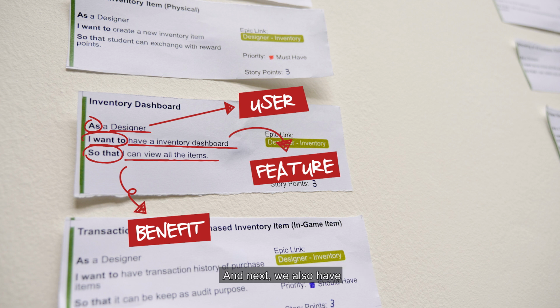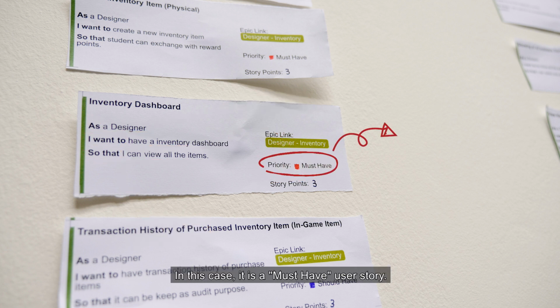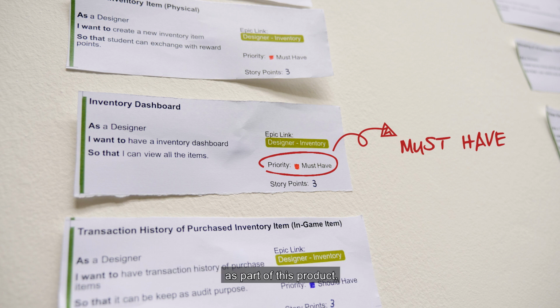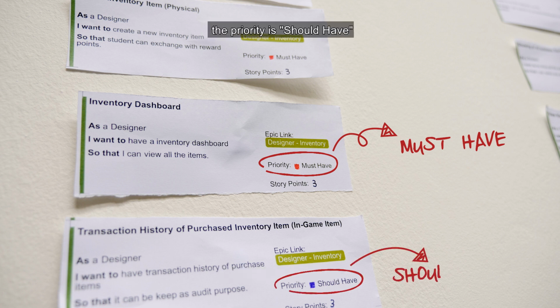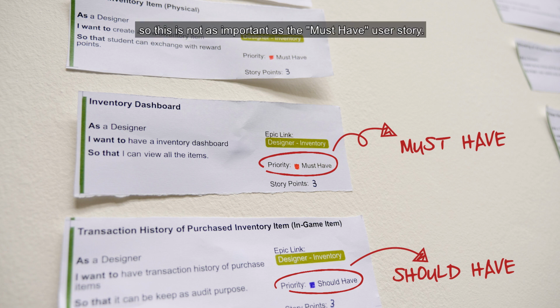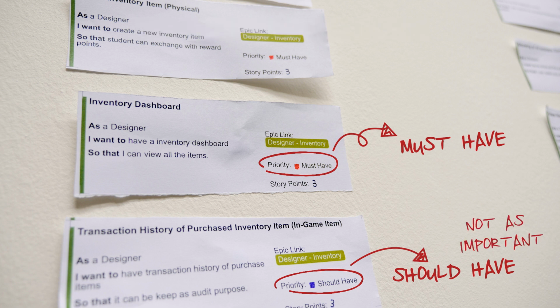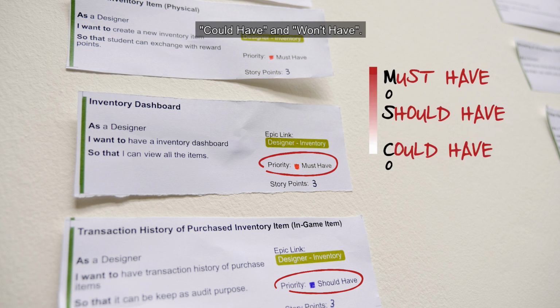Next, we also have the priority value. In this case, it is a must-have user story. It means that this must be developed as part of this product. In other cases, for example, below here, the priority is should have. This is not as important as the must-have user story. Other categories might be could have and won't have, for example.